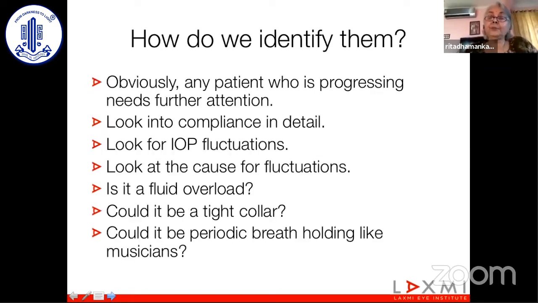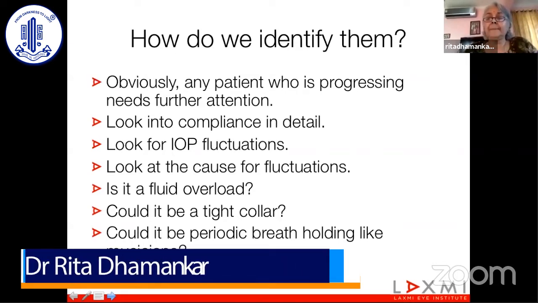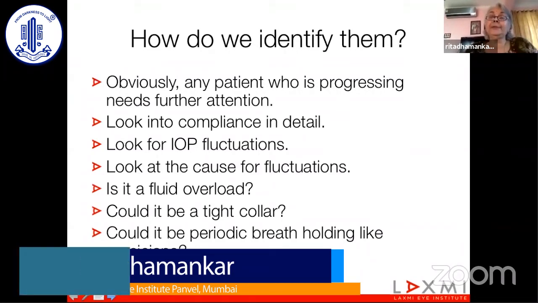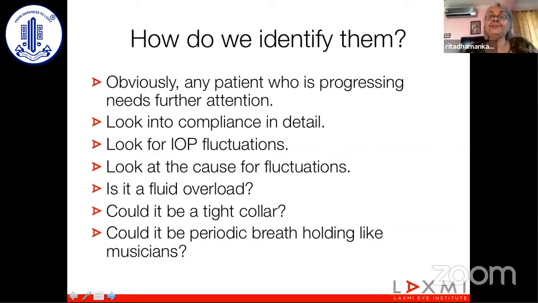Obviously, any patient who is progressing needs further attention. Look into compliance in detail, because many times when they come to you, they have this white coat syndrome and they have their drops well in place, but otherwise they don't use their medications as has been prescribed. And so though when you see them, the pressure is on target, the pressure is really not on target, and they're continuing to progress. Look for intraocular pressure fluctuations, because you're only seeing a very minuscule amount of the pressure, whereas the same intraocular pressure deals with that eye for 24 hours, and you're just taking a few seconds to measure this pressure. Look at the cause for fluctuations.